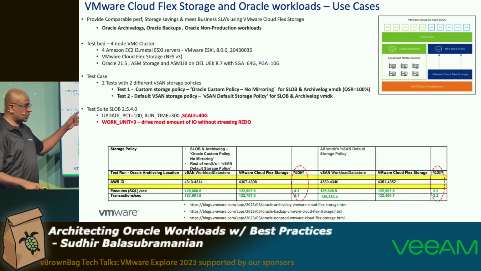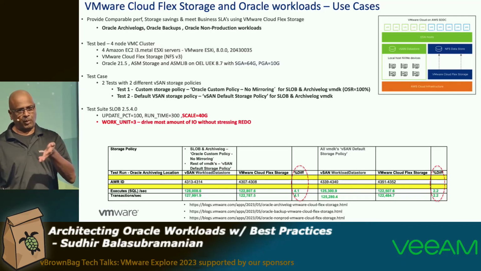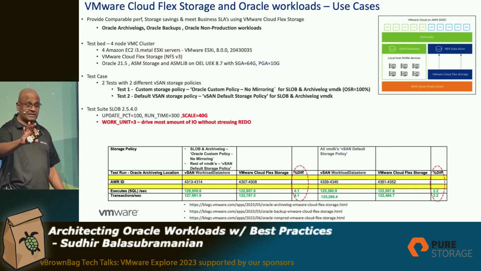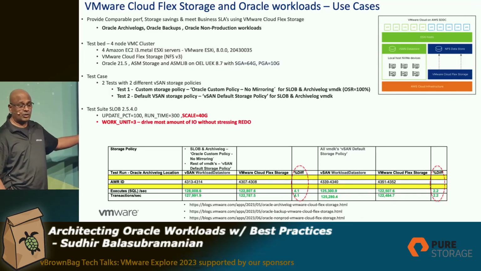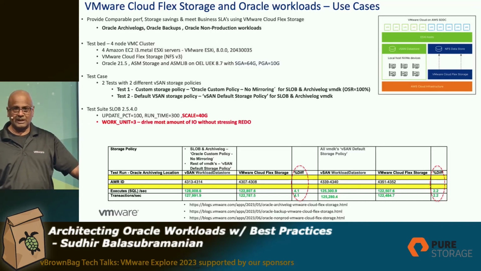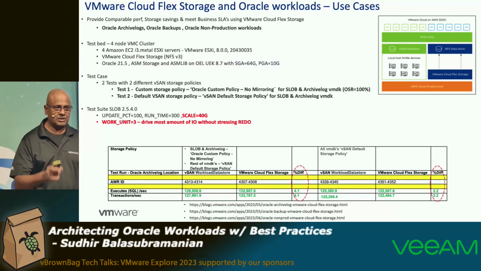The test bed I used was SLOB. SLOB stands for Silly Little Oracle Benchmark. The only thing it does, it pumps I/O. Boom, boom, boom, boom, boom. That's all it does. Sends I/O down, right? So it's a very I/O intensive workload. Setting the workload unit to 3 drives the most amount of I/O without stressing redo. You don't want log activity. You don't want archiving activity. You want to stress the I/O subsystem.